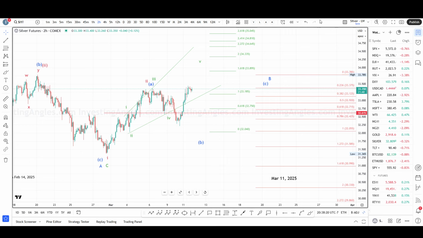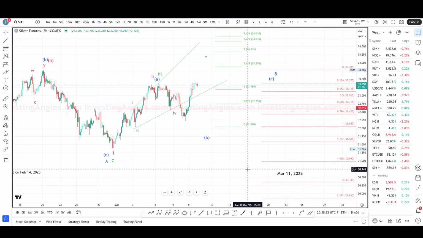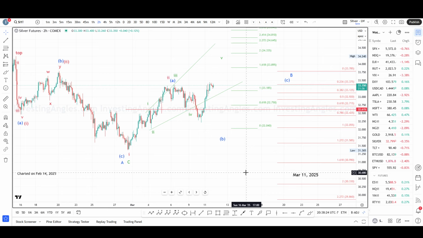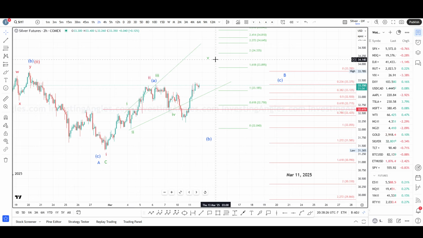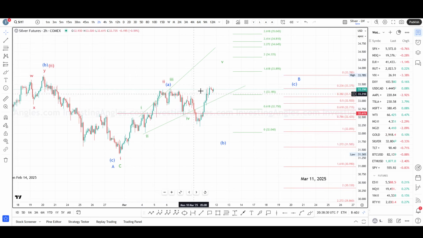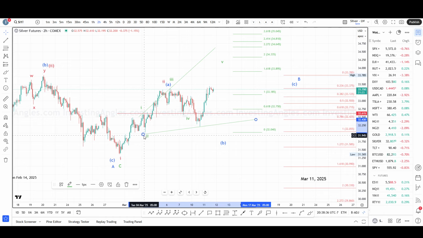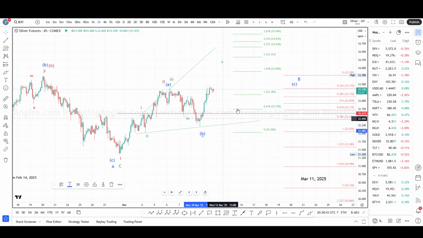Now let's have a look at the silver chart. This is where we left it on March 8, saying that there are two possibilities here. First is the green path as a diagonal, which is still possible, by the way, if we consider this type of formation. However, most likely I would be looking for a blue path.